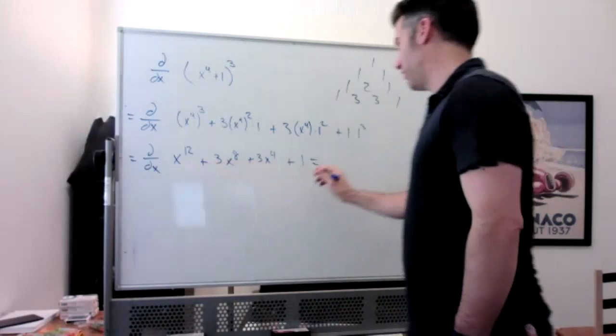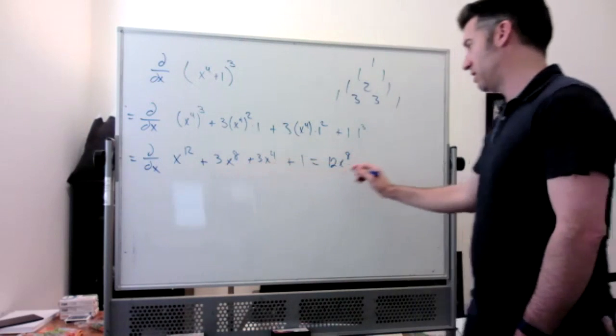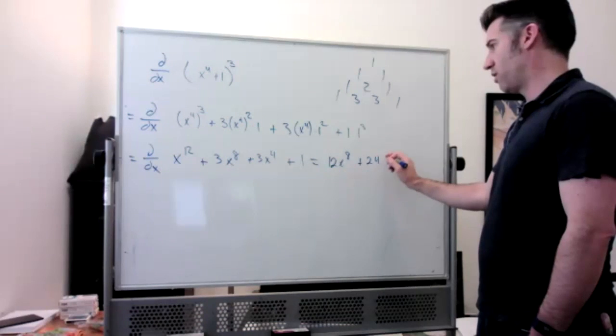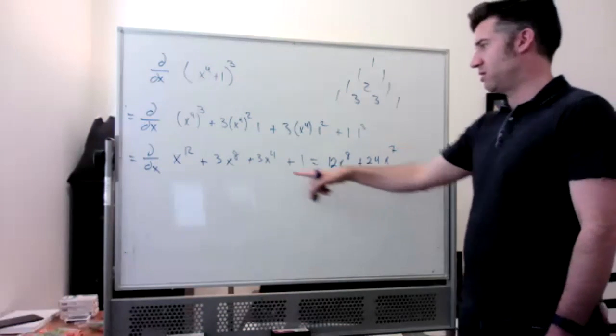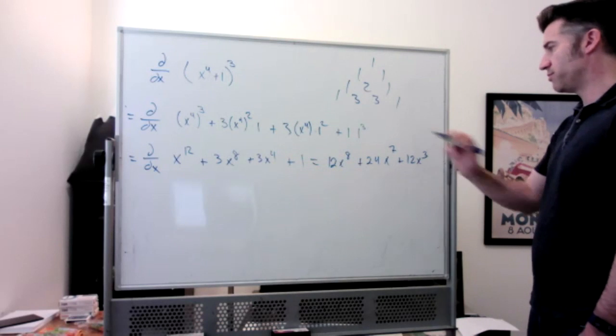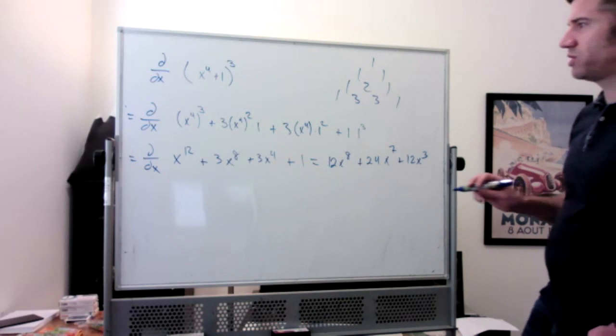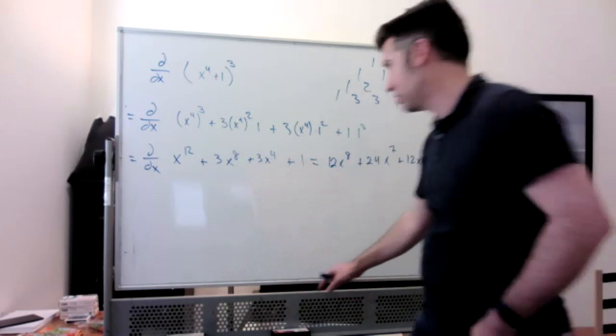Derivative of x to the 12th is 12x to the 11th. Derivative of 3x to the 8th is 24x to the 7th. And the derivative of 3x to the fourth is 12x cubed. Okay, but now I want to think about more generally, and I'm going to come back to this, so don't worry.